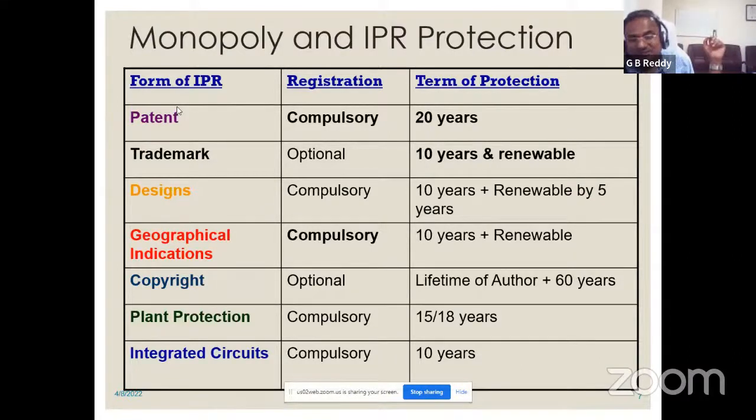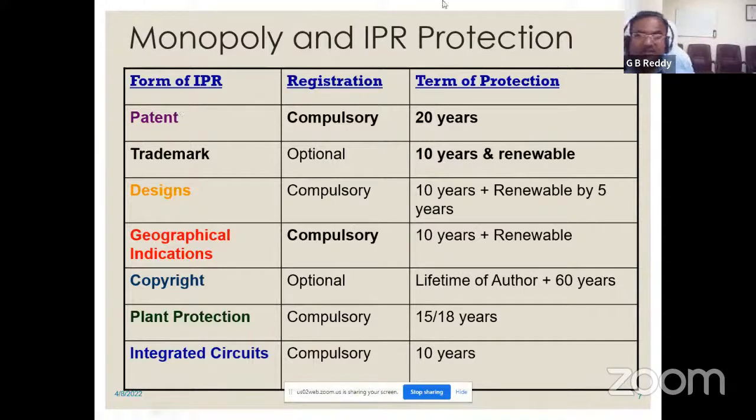Plant varieties protection. If the new plant variety which is created has novelty, then it must be distinctive. Then it must be uniform. And the last one is that it must be stable. So, NDUS. These are the 4 conditions for plant varieties protection.